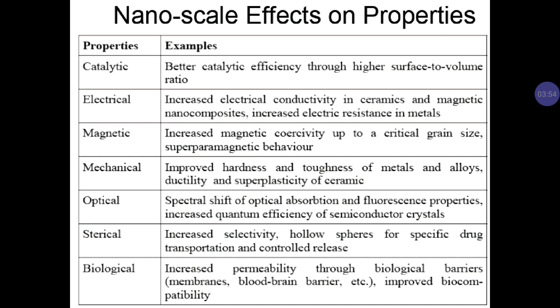Electrical property: increased electrical conductivity in ceramics and magnetic nanocomposites, and increased electrical resistance in metals. So the electrical property changes, and there is a change in magnetic property: increased magnetic coercivity up to a grain size, and superparamagnetic behavior. Superparamagnetic materials exhibit a hysteresis loop with negligibly small coercivity and retentivity. So that is superparamagnetic behavior.